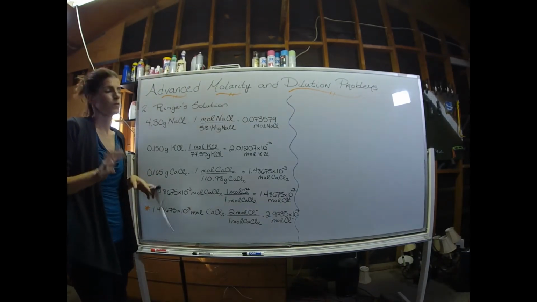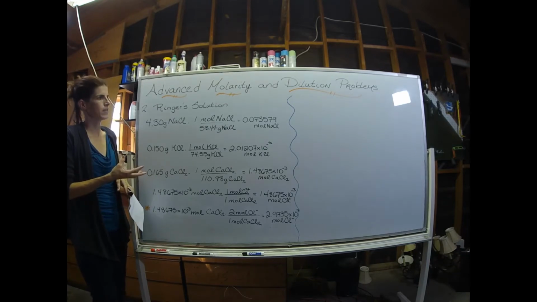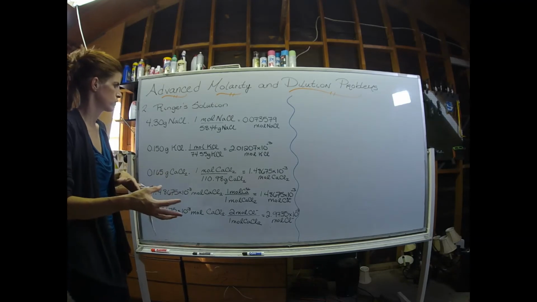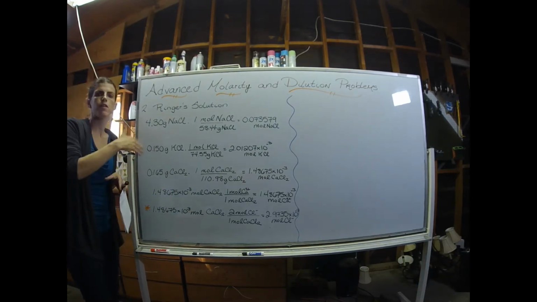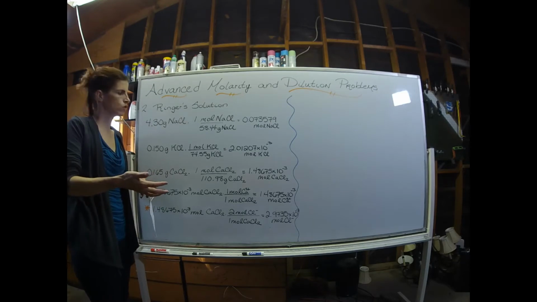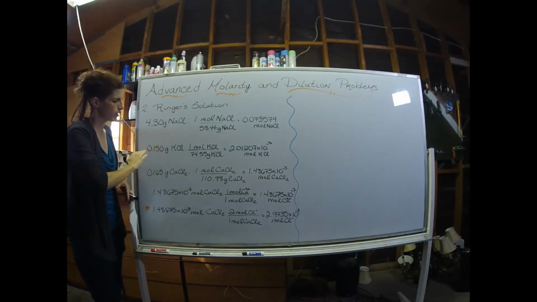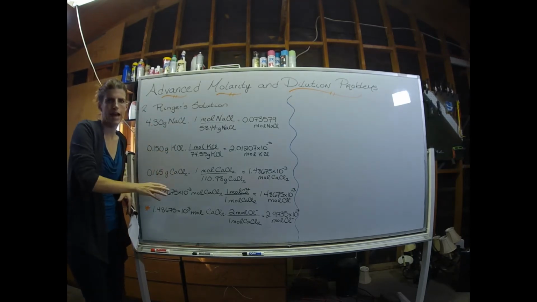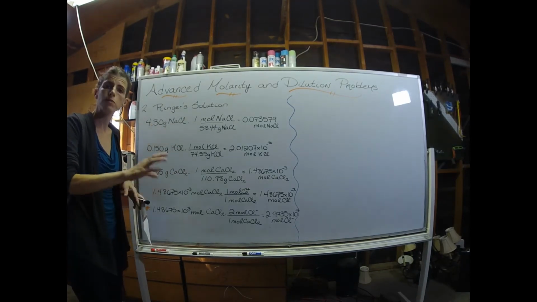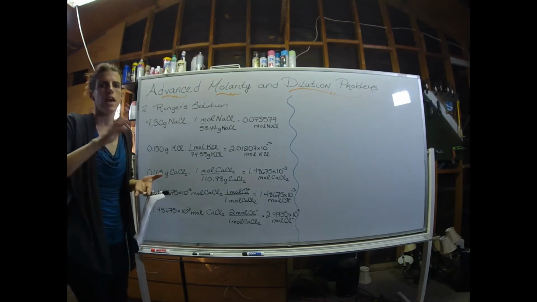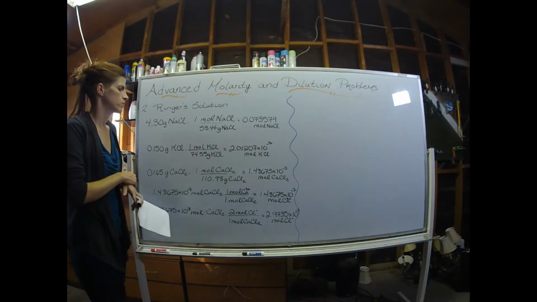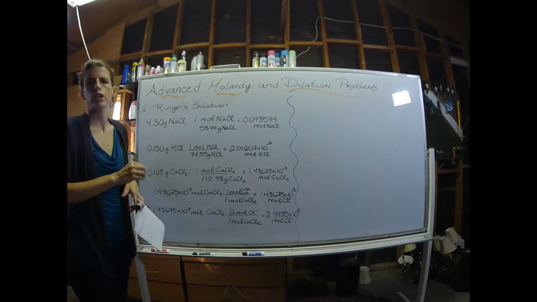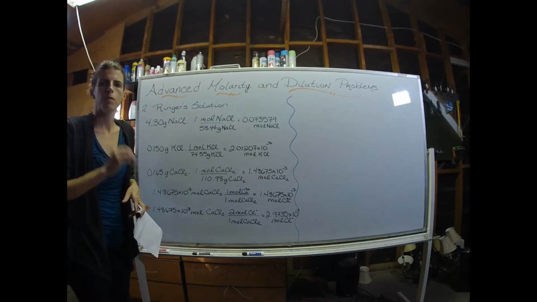Such a cool problem. We're given this recipe for Ringer solution. It's used to treat wounds and burns. And we're told that in order to prepare 500 milliliters of this solution, you're going to need the following masses of sodium chloride, potassium chloride, and calcium chloride. So we're given a very specific recipe with masses and a volume of 500 milliliters. We're asked at the end of the day to calculate the concentration or molarity of each component ion.